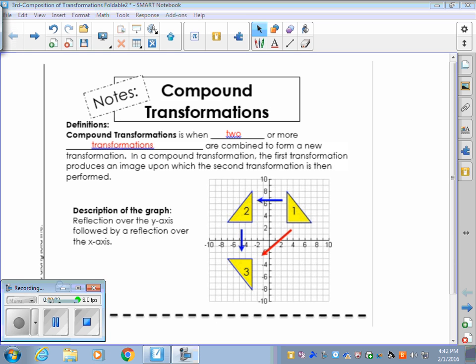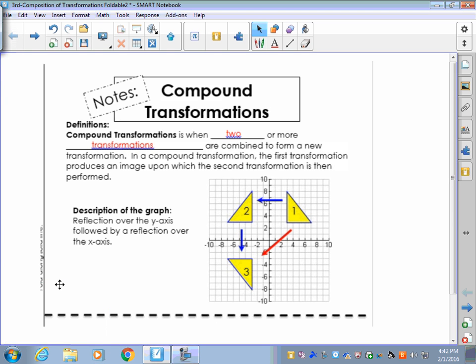All right, guys, we talked about compound transformation today. You had this foldable. Just make sure you have your information. I stamped this. I think you're pretty good, but in case you are absent, I'll have a blank copy of the foldable in the notes folder on Edmodo, and you can get in the information.